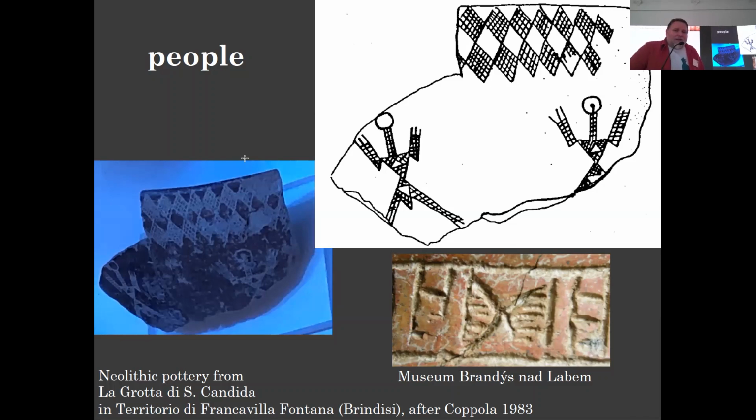There is a nice example of early Neolithic pottery from Apulia, from Grotta di San Candida, and you can quite clearly see the shape of rhomboids, but also the shape of those triangles, very explicitly depicting human beings, possibly even of different gender, male and female. And for comparison, the same or a similar motif on the Beaker pottery.